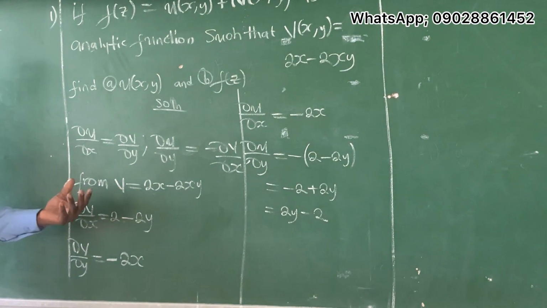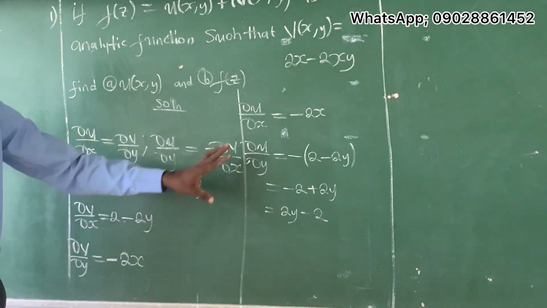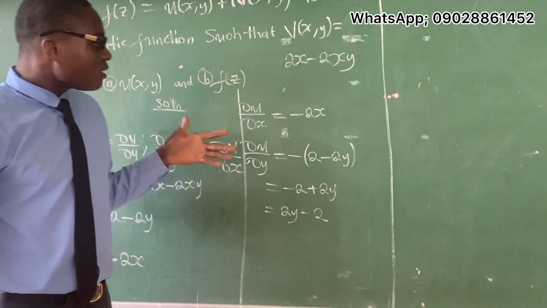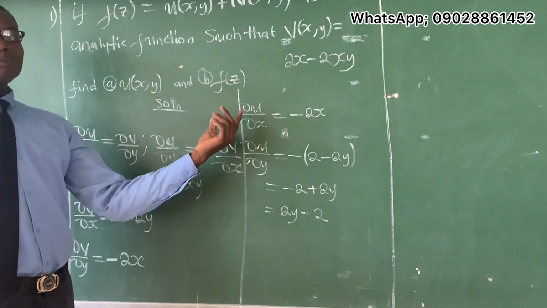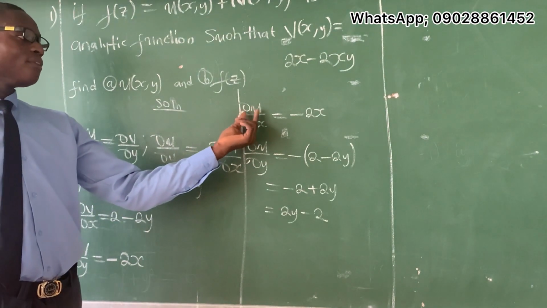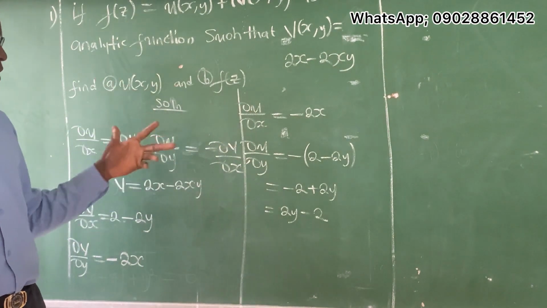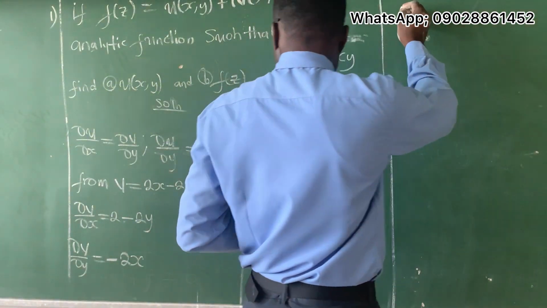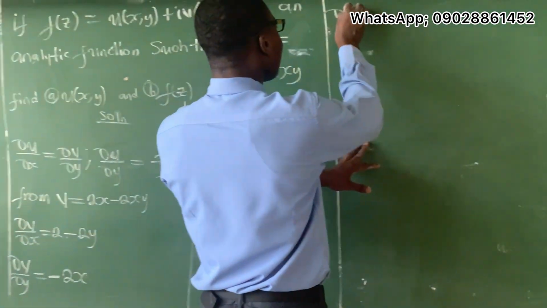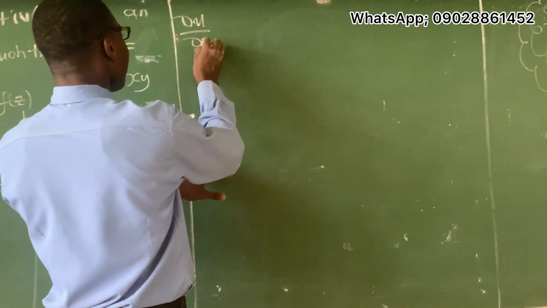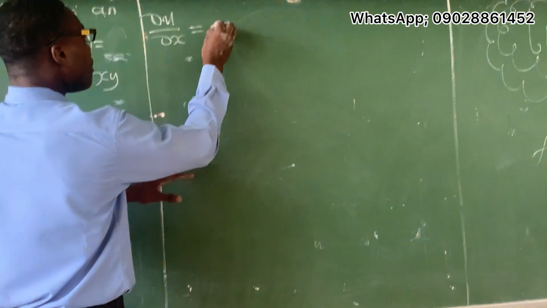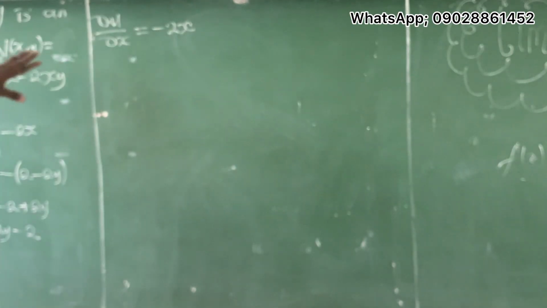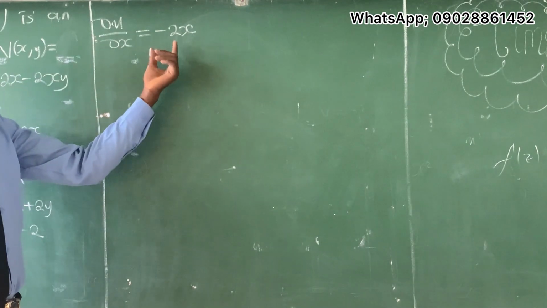So since we have gotten the derivative of our real part with respect to x and y, then we can integrate using variable separable to obtain the real function u of x and y. So let's continue on the other side. This implies that partial u partial x is equal to minus 2x.